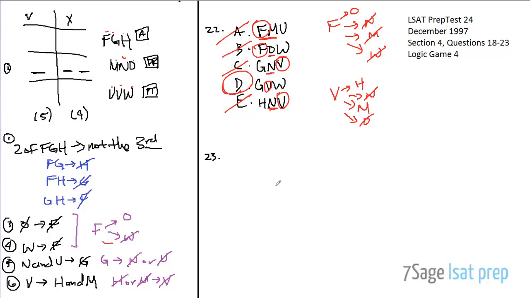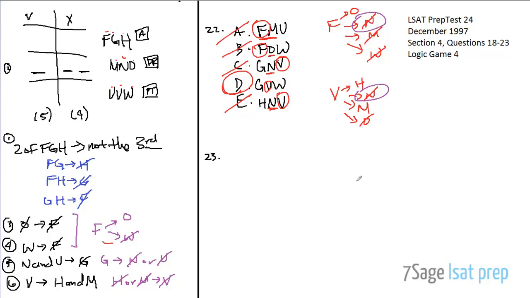Okay, so home stretch. Which of the following treatments cannot be prescribed in any case? Okay, so look what we have here. If we have F, then we have O, and we don't have N, M, and W. If we have V, we have H, and we have M, but we don't have N, and we don't have O. And so you see the pattern that starts to come here, right?